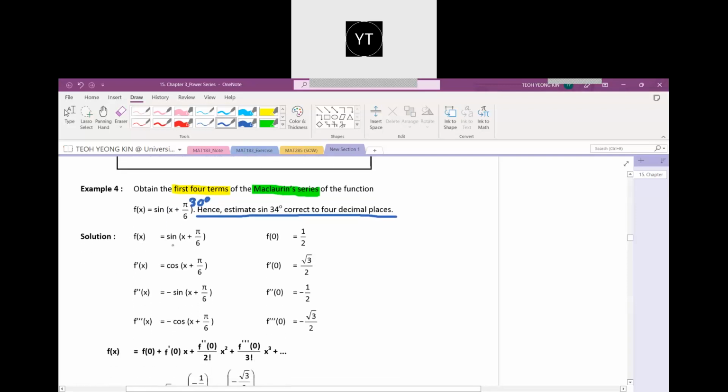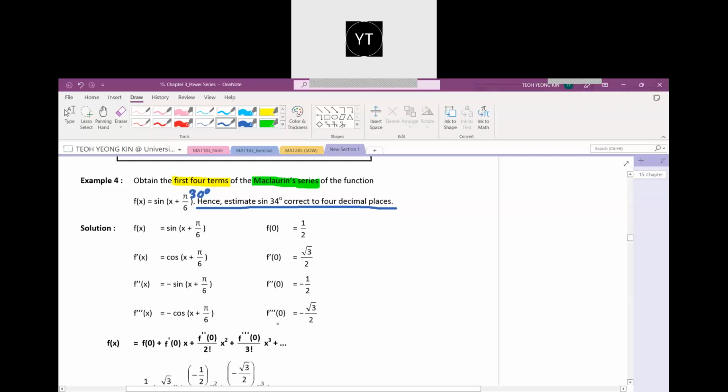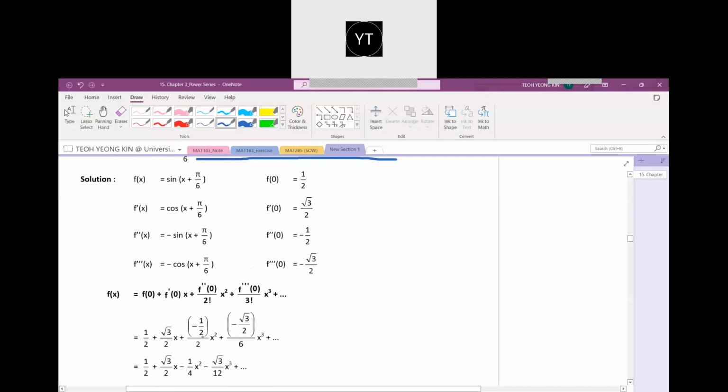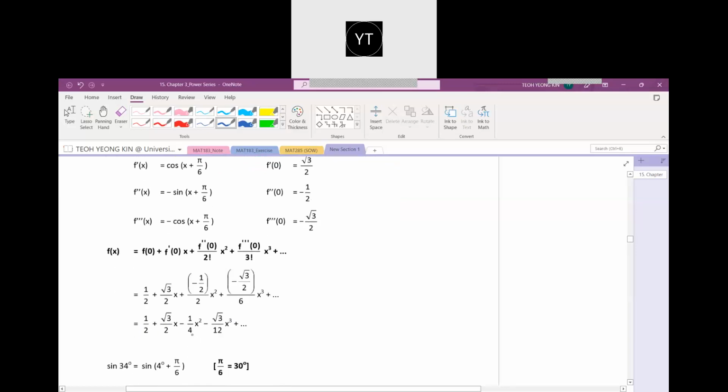As usual, f(x) is the function. Substitute the value of 0. For the Maclaurin series, we substitute with 0. F prime x, differentiate, substitute 0. Second derivative, differentiate again, substitute the 0. And the third derivative, substitute 0, up until 4 terms. So you can see 1, 2, 3, 4. So we start with the constant and then x squared, x cubed. So this is only the substitution of the value and then we simplify.